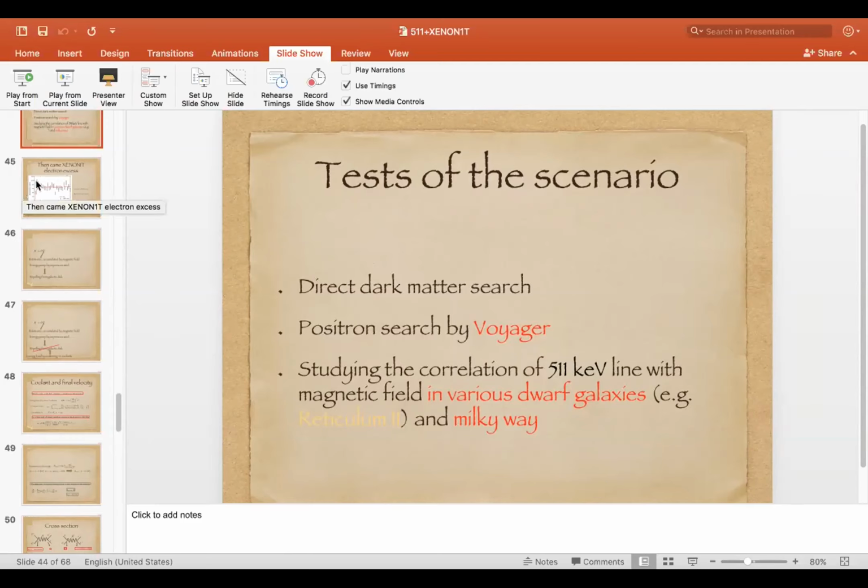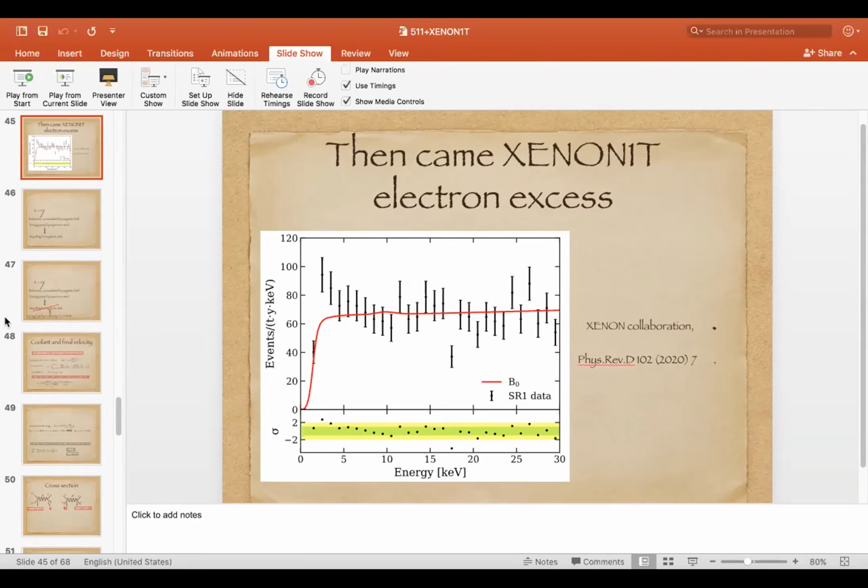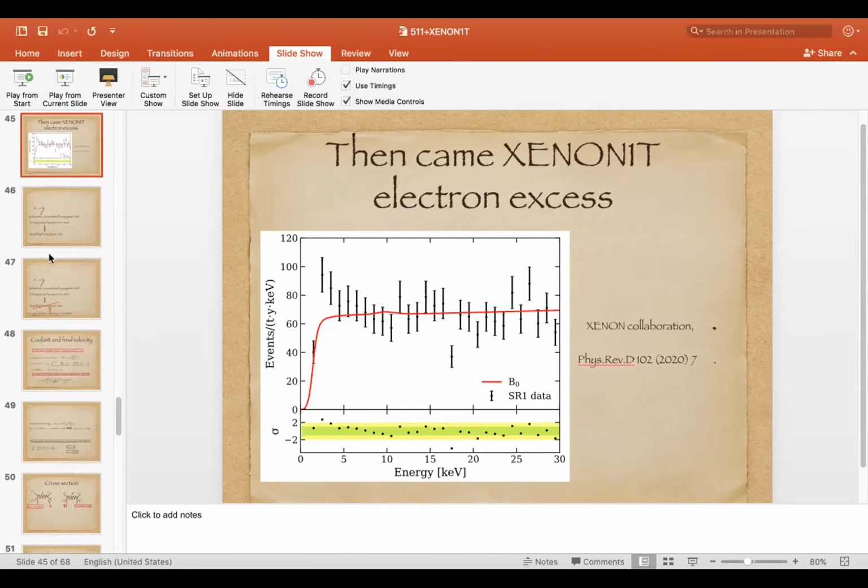Next slide. Now let us come to the main topic of this talk, which is this XENONnT excess that we already heard about. Next slide.